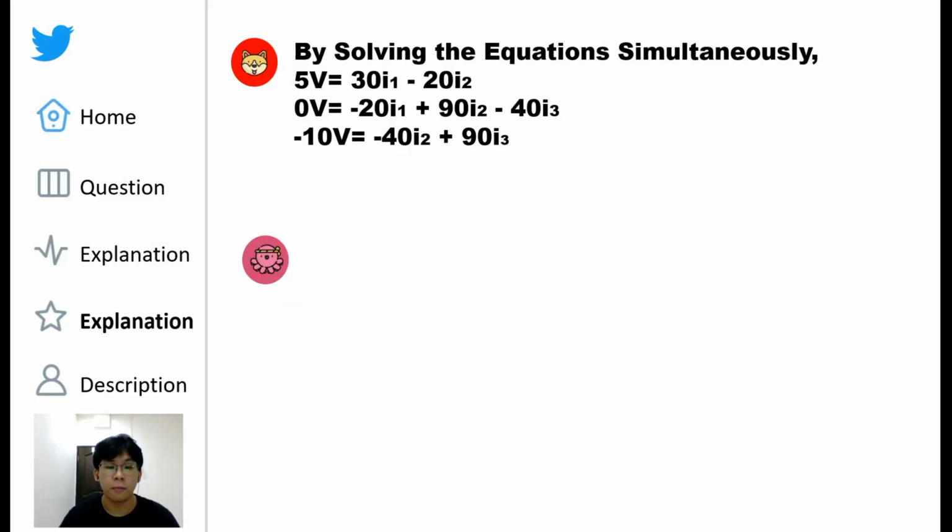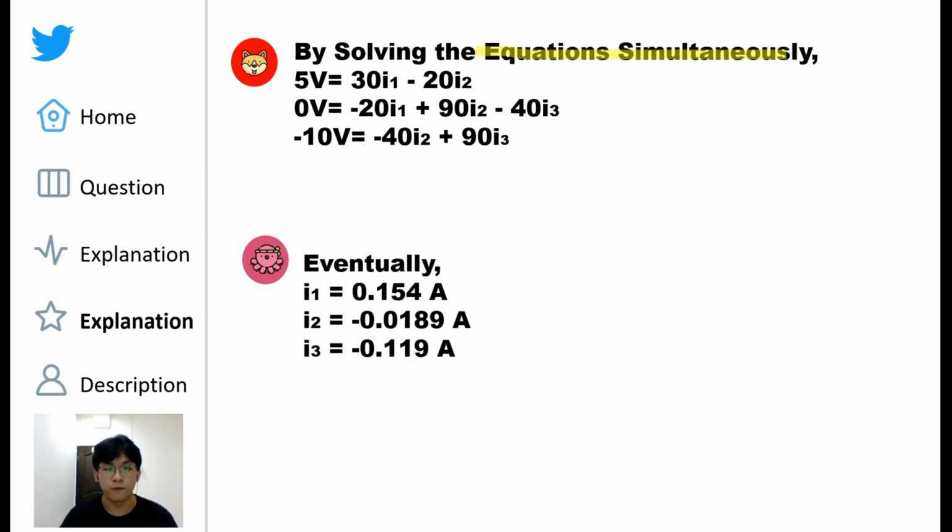Hi, I'm Gavin. By solving the previous equations simultaneously, you will get the final answer as I1 equal to 0.154 ampere, and I2 equal to negative 0.018 ampere, and I3 equal to negative 0.119 ampere.